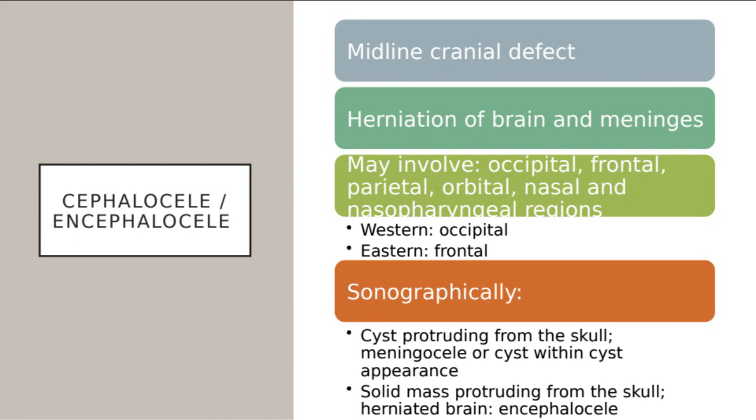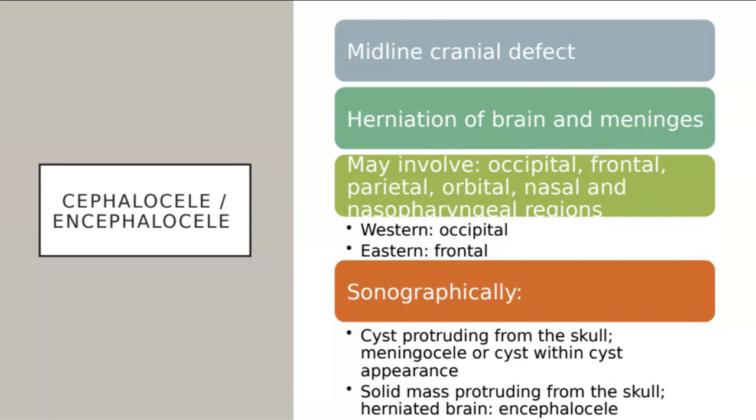Depending on what content has herniated through, that's going to change the internal appearance of what this mass is going to look like. So if we basically just have the meninges coming through, where we have a lot of that cerebral spinal fluid coming through, it's going to look a little bit more cystic. So we're going to see it a little bit more anechoic. We're not going to see as much echogenicity going on within that cystic kind of mass.